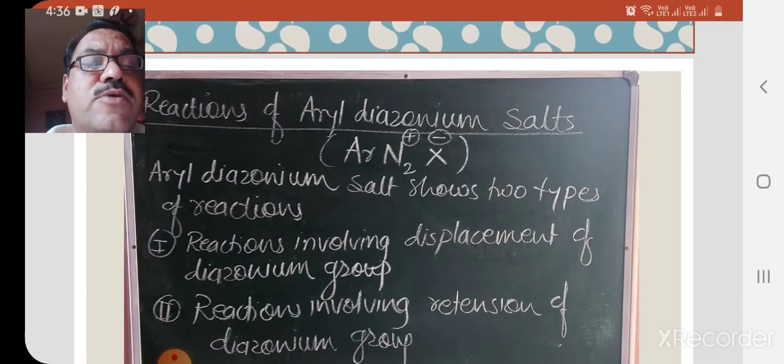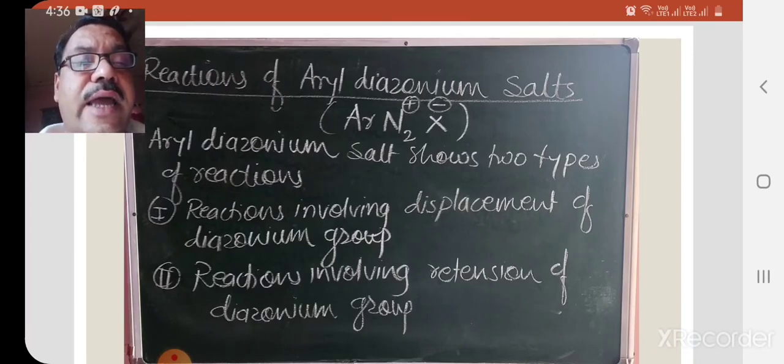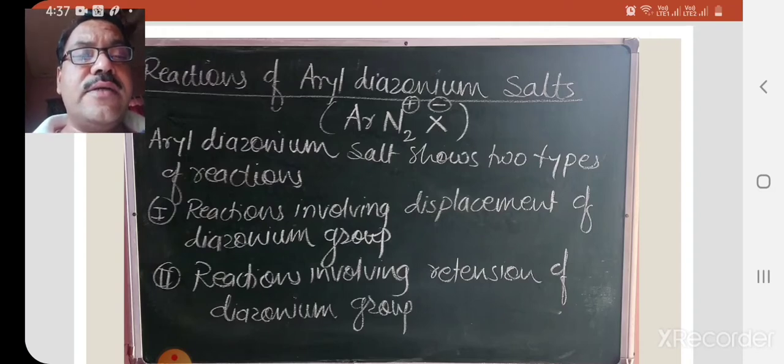It shows two types of reactions. The first type is the reaction involving displacement of the diazonium group, that is the N2 group. We have already studied these 6 reactions in our last lecture. Today we are going to study the reactions involving retention of the diazonium group, in which the N2 group remains as it is but the X group is replaced by some other group.